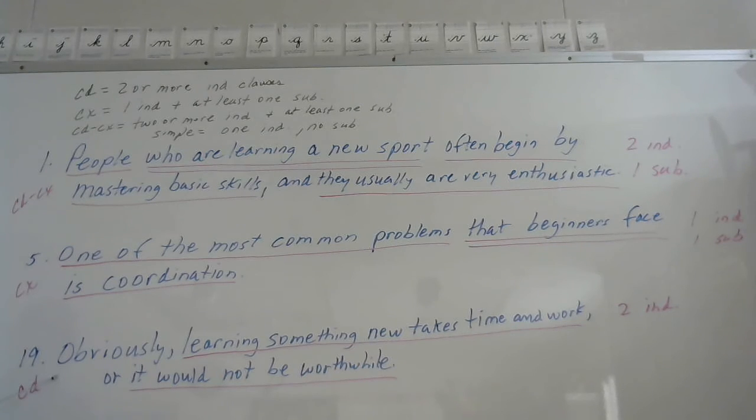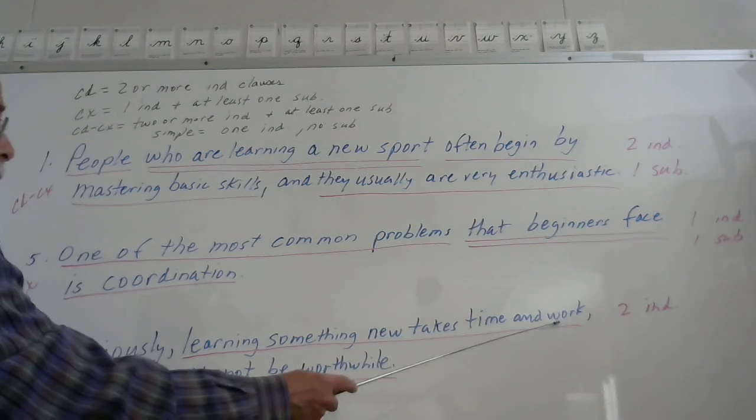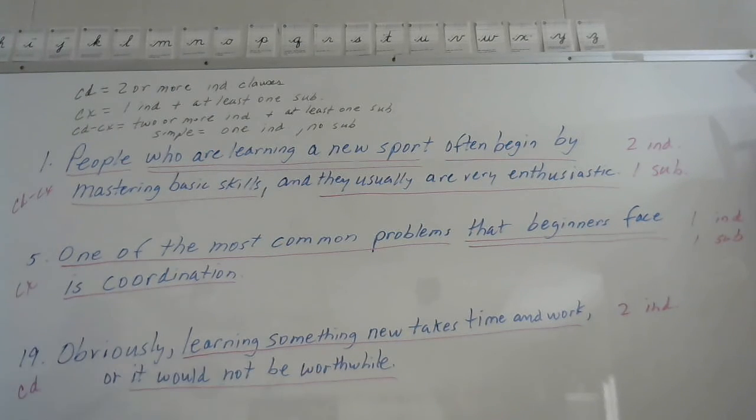Here's a compound. A compound is made up of two complete sentences joined by a conjunction of some sort. This one's or. Obviously, learning something new takes time and work. There's one independent clause. It would not be worthwhile. Second independent clause. So this is a compound sentence.